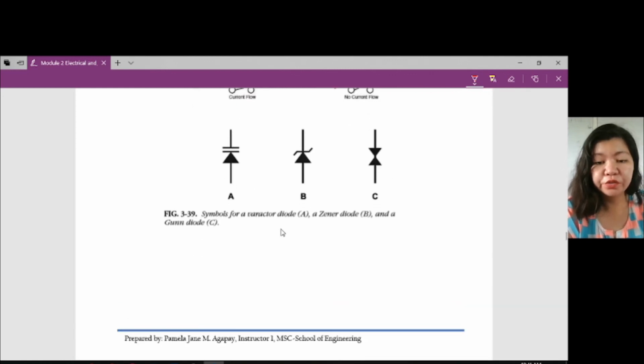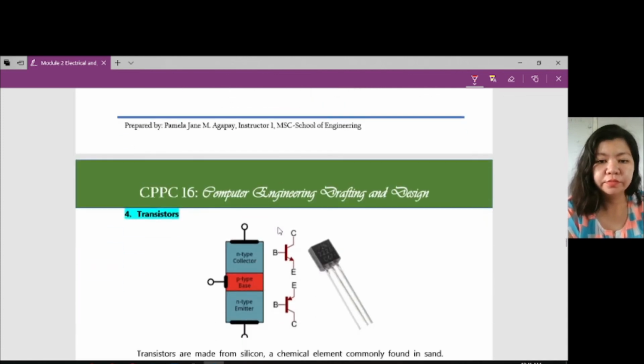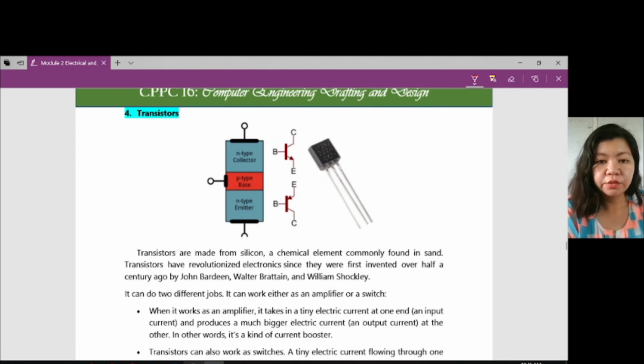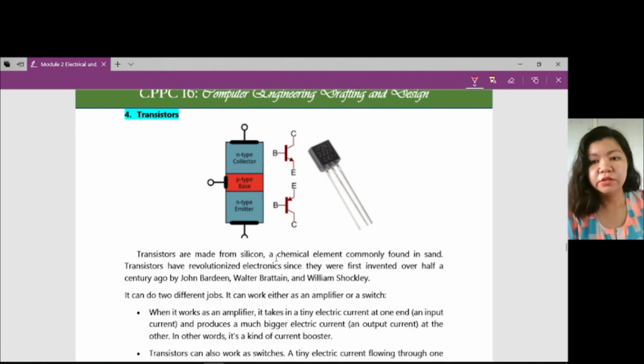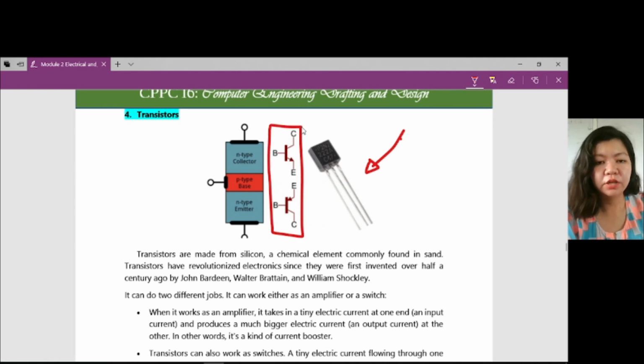Now, some of the symbols for variable diode are here. This one. So let's go to the transistors. Transistors are this one. We usually see this one kapag nag-open tayo ng PCB natin. So this is the symbol for the transistors.